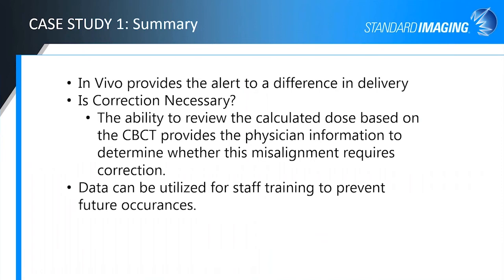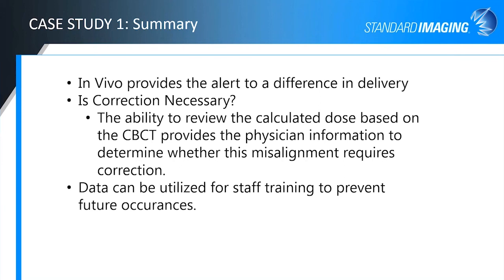So what we have for this particular case, and to summarize, is that the in vivo provides an alert to the difference in delivery. So you see that the measured image does not match the predicted image. When we have adaptive, we can recalculate that dose to understand the dosimetric effect of that misalignment to determine is correction necessary. The ability to review the calculated dose gives the physician confidence to determine whether or not they want to correct, or if they feel like the dose is going to be sufficient for this particular PTV.